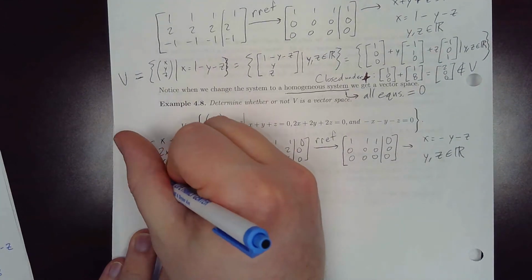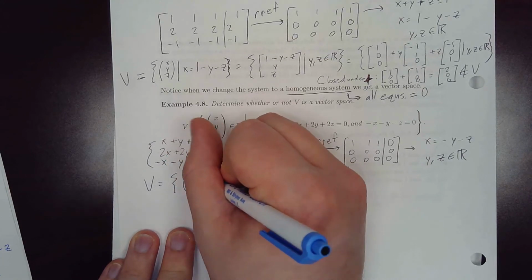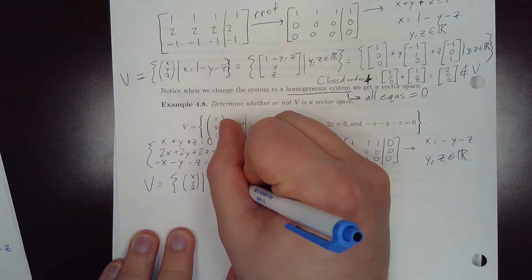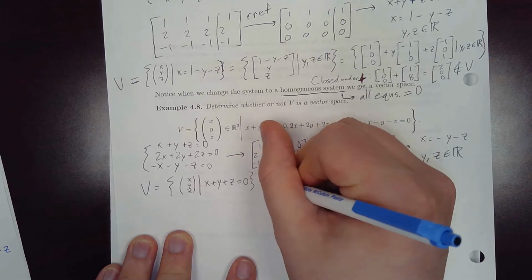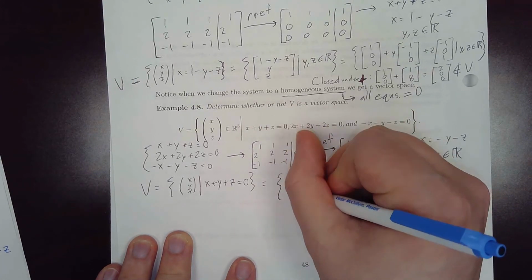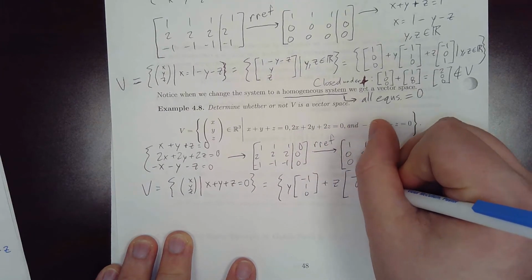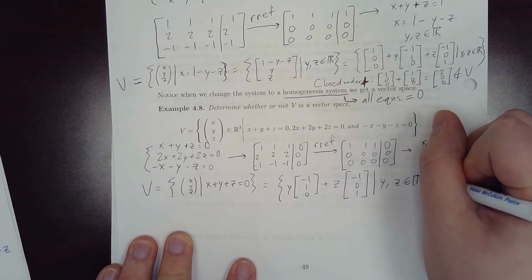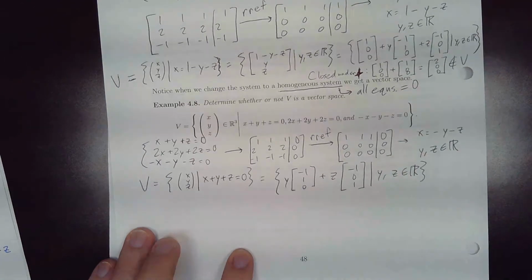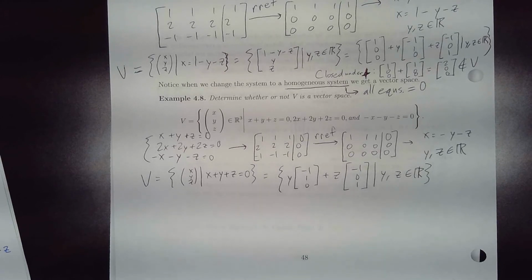So then we have V is the set of x, y, z, such that x plus y plus z equals 0, which is going to be the set y times negative 1, 1, 0 plus z times negative 1, 0, 1, such that y and z are in the real numbers. So this is a little bit weird of a space to think about. We can still probably check these properties, right? Yeah, so let's do that.